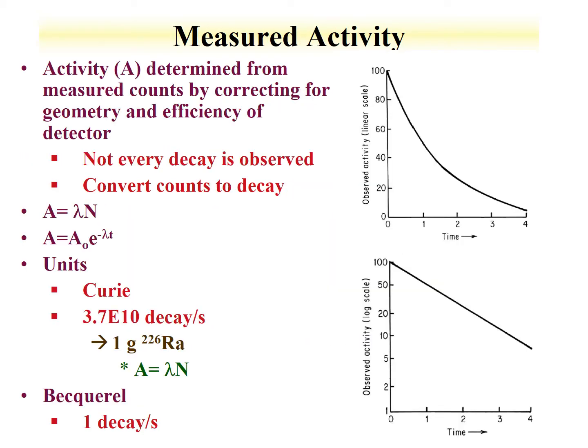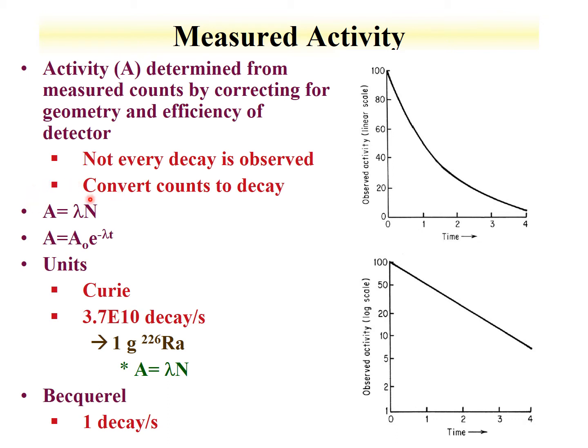All right, let's discuss the relationship between activity and counts. So when something decays, we discuss the activity of an isotope. It's got, activity equals lambda n. It may have an activity of 10 becquerel. So the question is, if I put that on the detector and I get 10 decays per second, how many of those are going to turn into counts? Because not every decay is observed. The detector is not 100% efficient. So we need to be able to convert counts to decay.